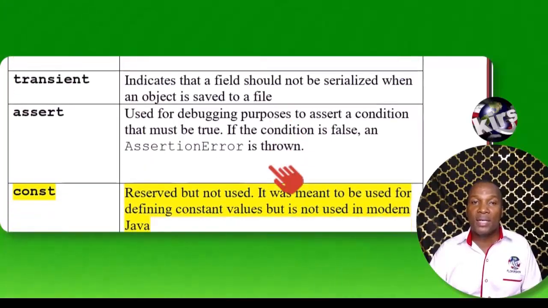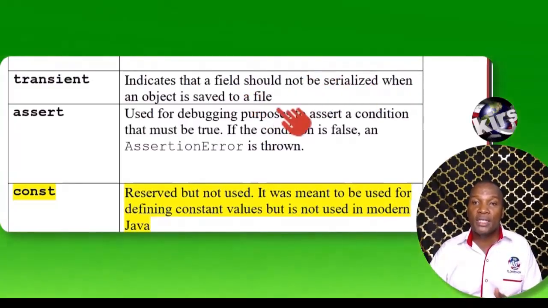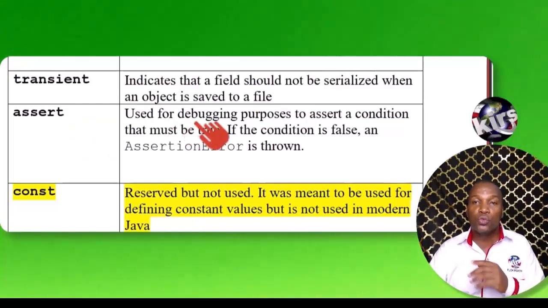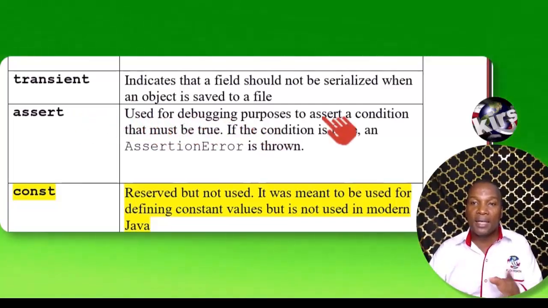Then the next keyword that we have is transient, which indicates that a field should not be serialized when the object is saved to a file. And then we have the next keyword, which is assert, which is used for debugging purposes to assert a condition that must be true. If the condition is false, an assertion error is thrown.